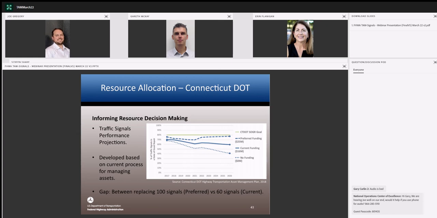This analysis can be complex or it can be very simple. If you look at what Connecticut DOT have done, with this last bullet point, we saw earlier on that they're measuring their good, fair, poor based on age. They're looking at how those signals over time will fall from good to fair to poor, and looking at the number of signals they're replacing each year. When they have additional investment to replace more signals, they're able to lift more from poor or fair up to good, and so they're able to change that trend in terms of what's happening into the future.